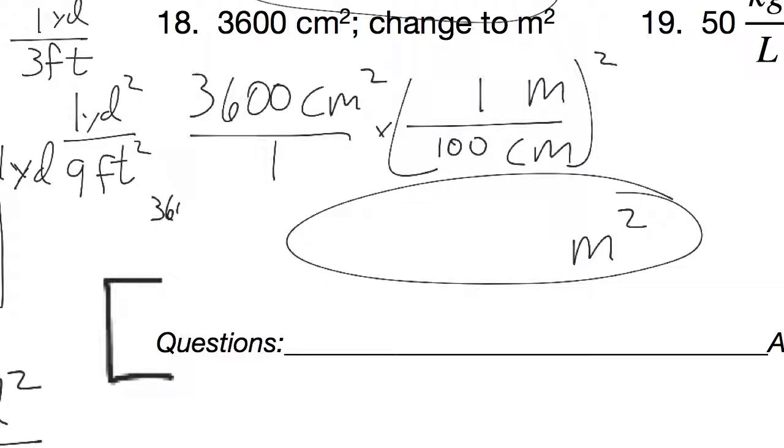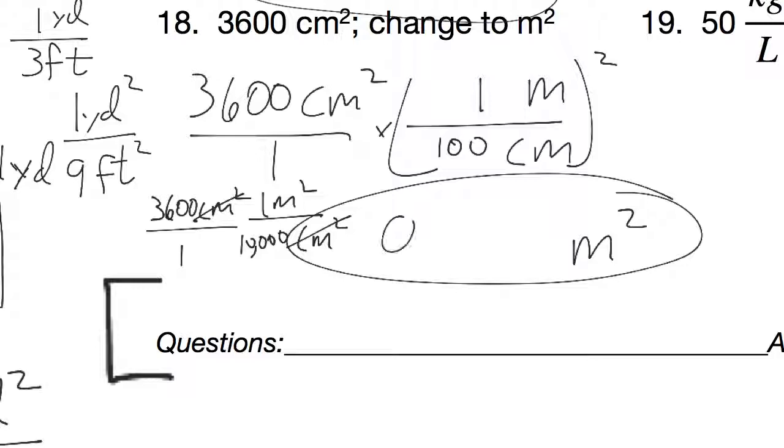3,600 centimeters squared over 1 times 1 meter squared over 100 squared, which is 10,000 centimeters squared. The centimeters squared cancel out, and then you have 3,600 over 10,000. If you simplify that, you get 0.36, and the units left are meters squared, which is what we have.